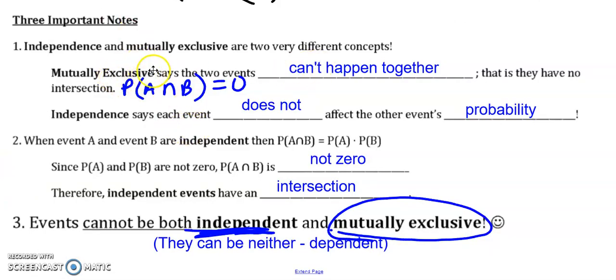So mutually exclusive, we know the two events cannot happen at the same time, so the probability of A and B is 0. Independence says each event does not affect the other's probability. The probability of A and B is not 0, which means independent events will always have an intersection. So make sure you are mindful that two events cannot be both independent and mutually exclusive. It can be neither. So you don't necessarily need one or the other. You just need to make sure you cannot have both.